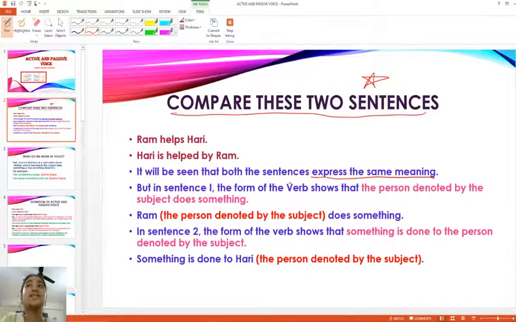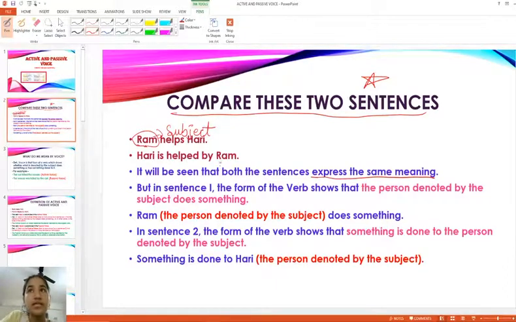But in sentence 1, the form of the verb shows that the person denoted by the subject does something. Here Ram, the subject, is doing something. He is helping. In sentence 2, the form of the verb shows that something is done to the person denoted by the subject. That means here something is done to the person denoted by the subject.